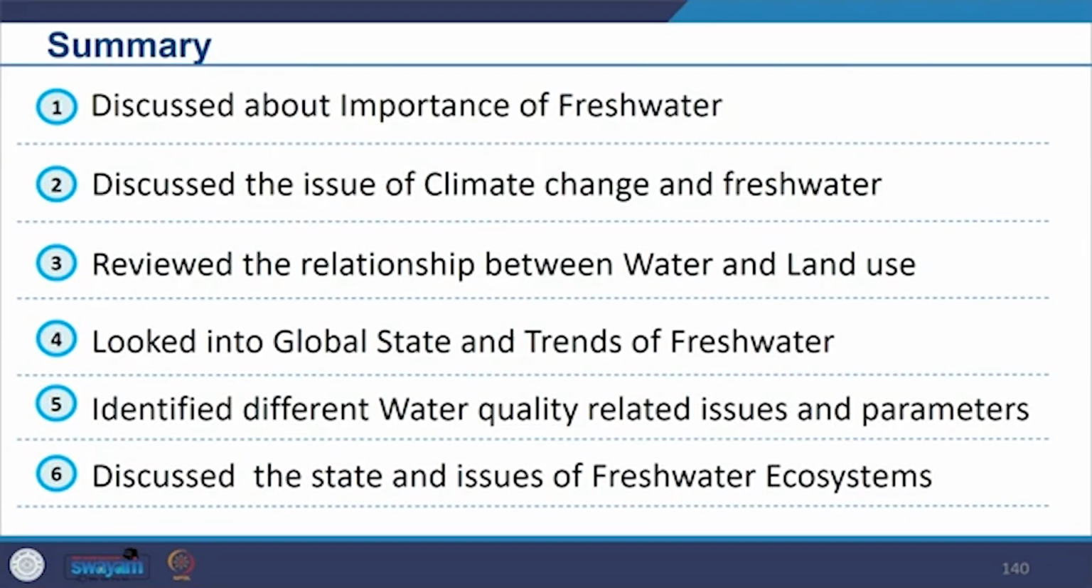Summarizing what we covered today, we discussed the importance of fresh water. We looked into climate change and fresh water. We looked at the relationship between water and land use. Further, we also looked at the global state and trends of fresh water, like what's really happening, so that when you do EIA, you have a larger perspective of the environment. Then we identified different water quality related issues and parameters, and discussed the state and issues of freshwater ecosystems, and we also looked at the impact.